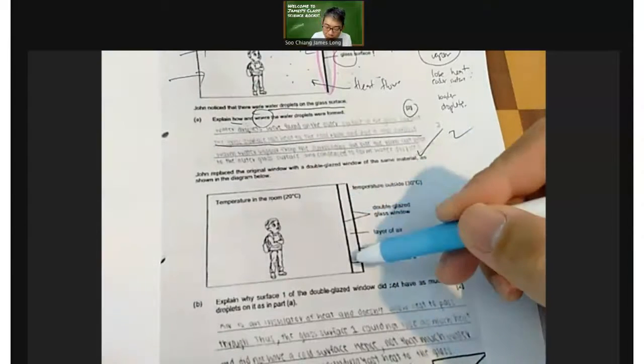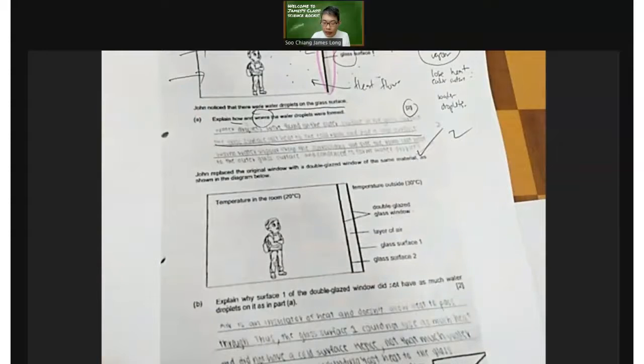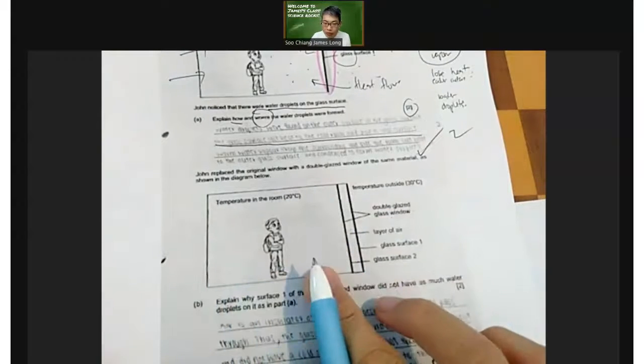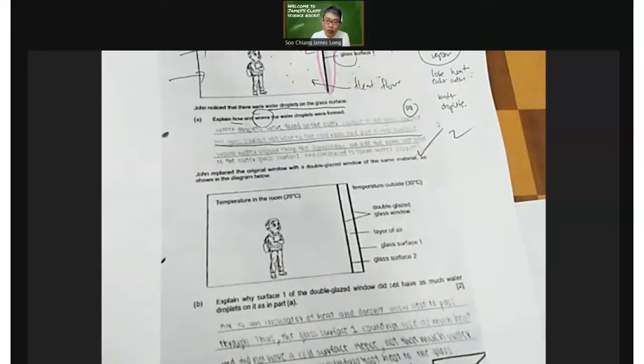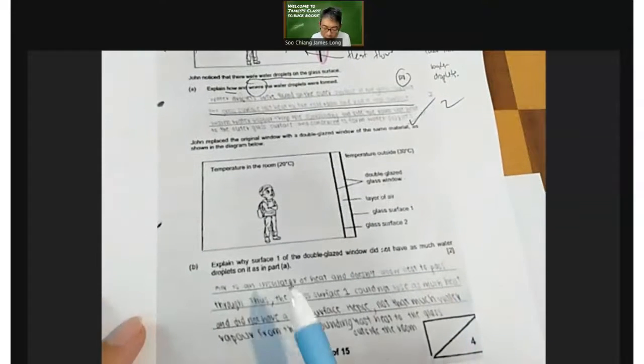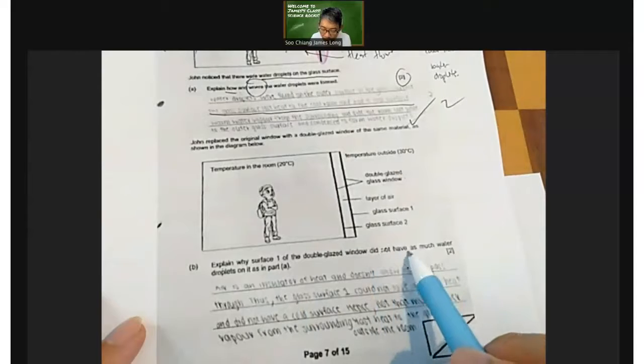During summertime, when it's hot, they don't want the air conditioning because it's really hot outside. Outside is hotter. They don't want the room to gain heat from the environment. So they use, again, the double glazed window to reduce the rate of heat gain by the air in the room. So it can be useful whether it's in a hot climate or a cool climate. Explain why surface 1, which is the outer surface, did not have as much water droplets as in part A.